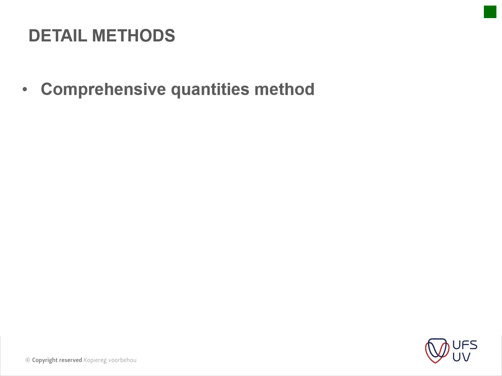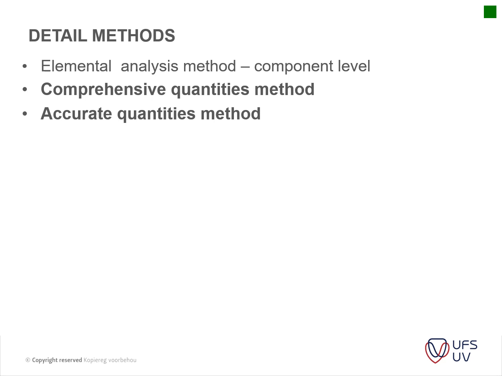In our detailed methods, this is where most of the information is already available. Now you can actually in detail work out what your square meter floor area would be for your tiling, for instance. Your skirtings, you can measure all of your skirtings, etc. And again, it's divided into 3 different methods. So we've got our elemental analysis method, but it goes up to component level. And then you've got your comprehensive quantities, and then you've got your accurate quantities as well.